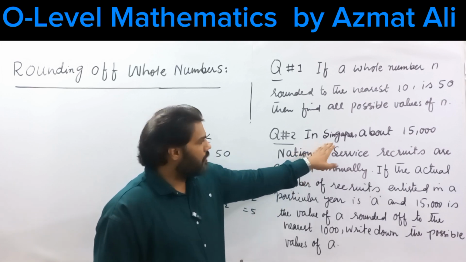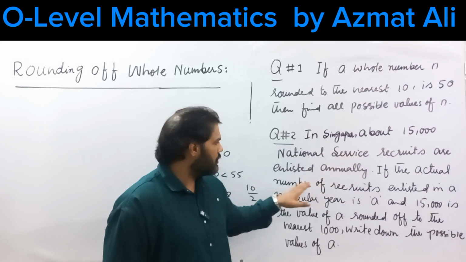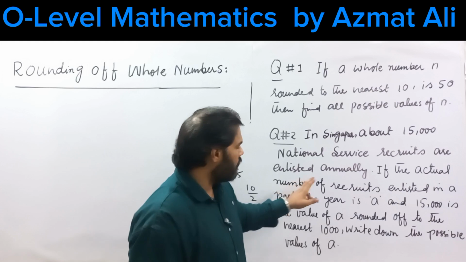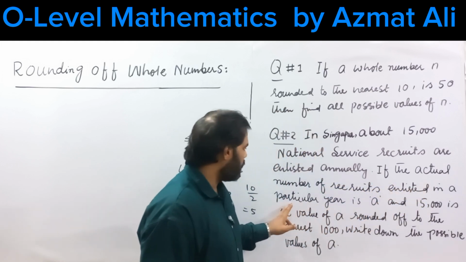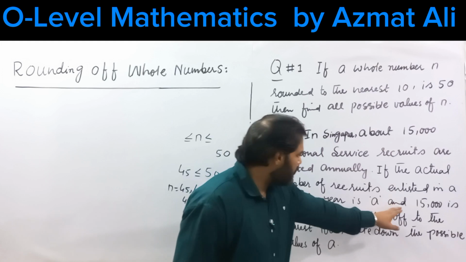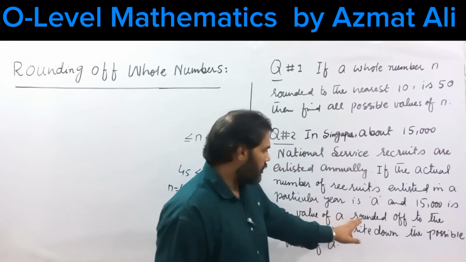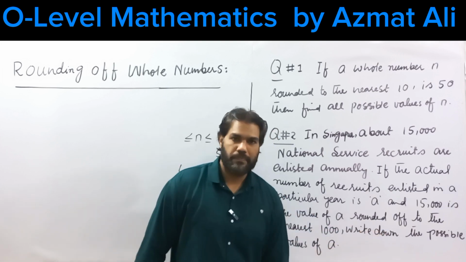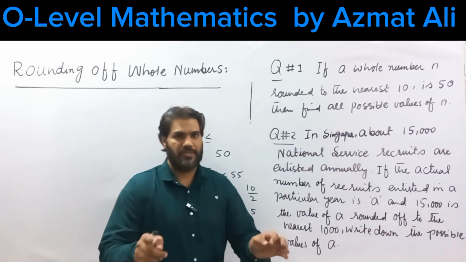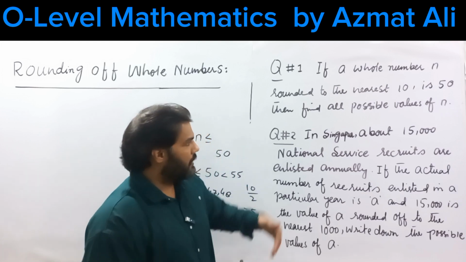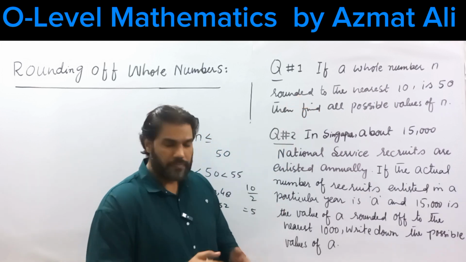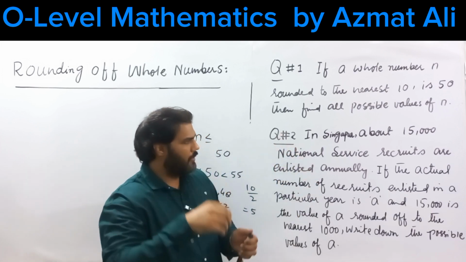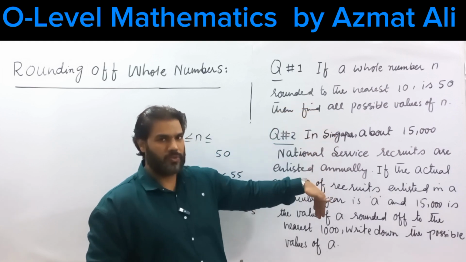The question says that in Singapore, about 15,000 national service recruits are enlisted annually. If the actual number of recruits enlisted in a particular year is A, and 15,000 is the value of A rounded off to the nearest thousand, write down the possible values of A. The same situation is also present here, but the number is 15,000, bigger than 50. The question is the same, but there is some difference in wording.